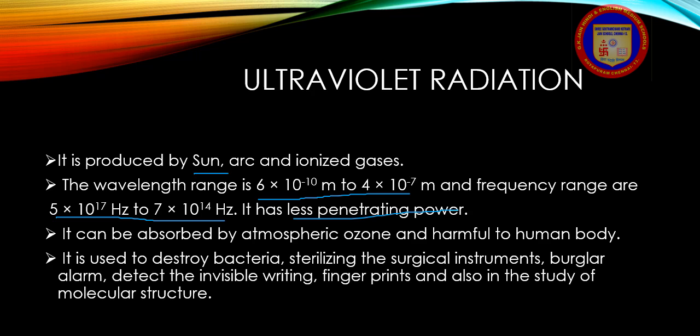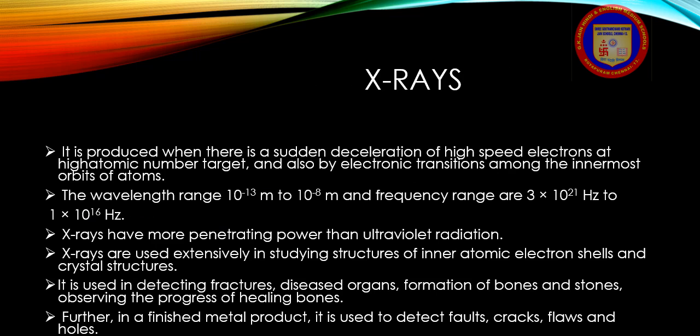Next, X-rays. It is produced when there is a sudden deceleration of high-speed electron at high atomic number target and also by electronic transition among the innermost orbit of atoms. Its wavelength range 10 power minus 13 meter to 10 power minus 8 meter and frequency range are 3 into 10 power 21 Hz to 1 into 10 power 16 Hz.